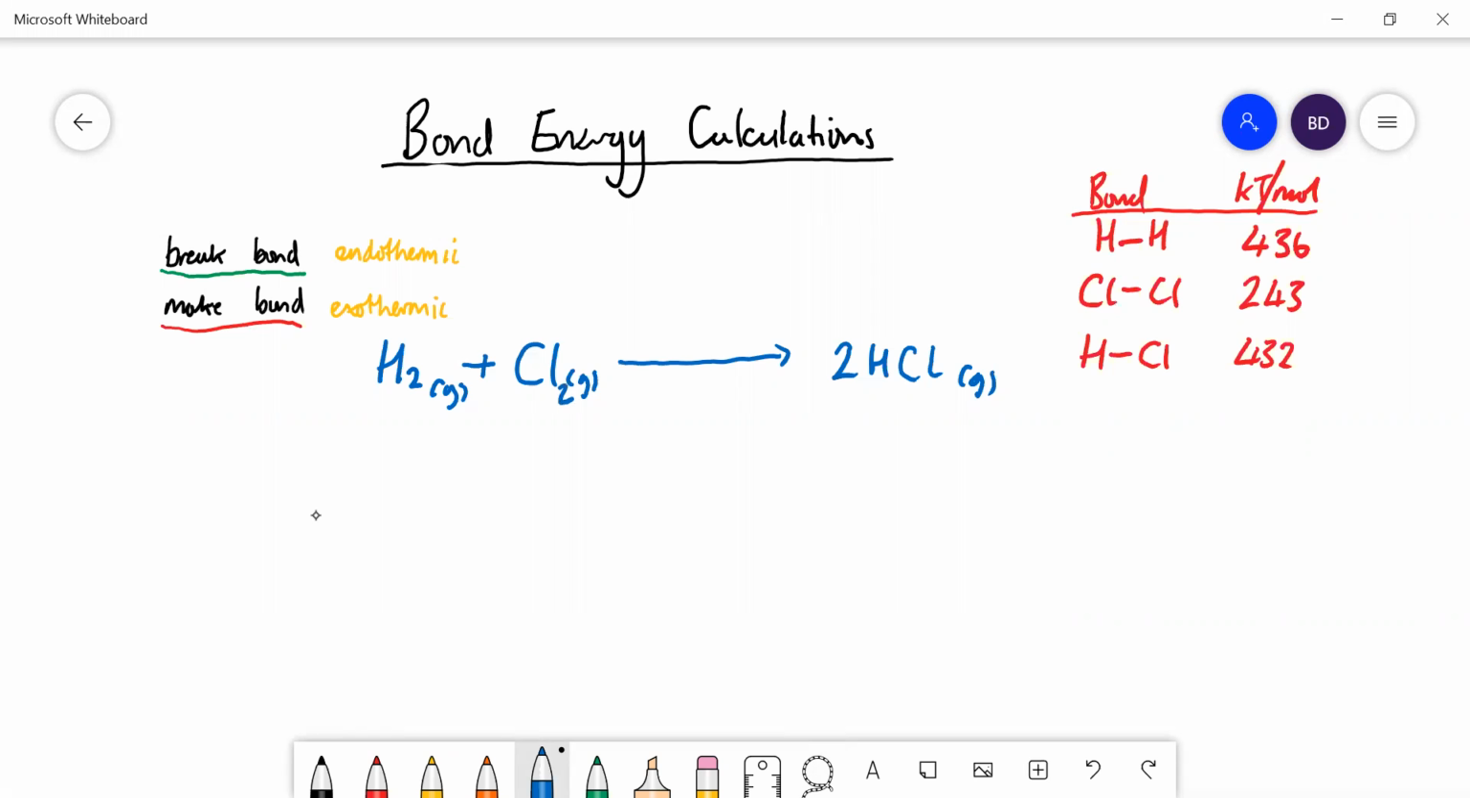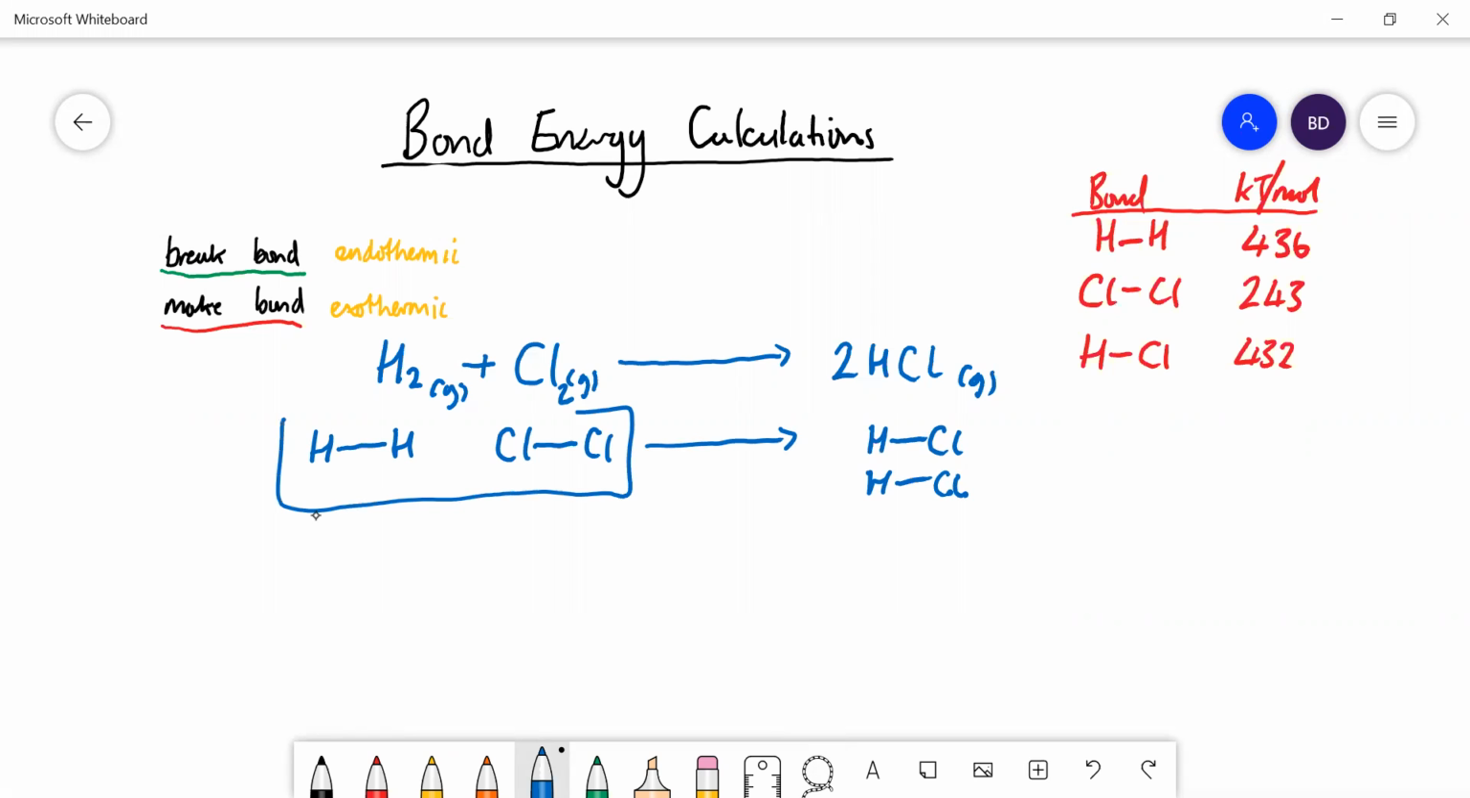Before we can do the calculation, we have to think about what bonds are present in those molecules. In the hydrogen, we've got a single bond between two hydrogens. In the chlorine, you've got a single bond between two chlorines. And then we're going to form 2 moles of hydrogen chloride. So that's a bond, but there's 2 of them because we form 2. Okay, so we'll draw a box around them.